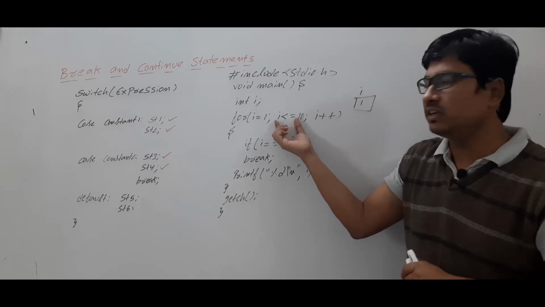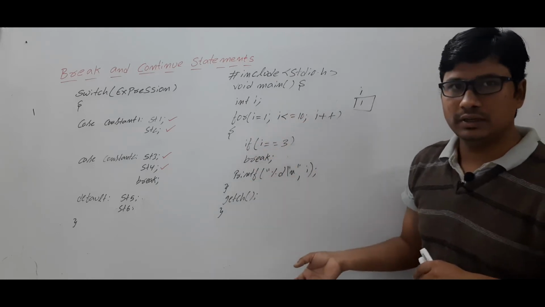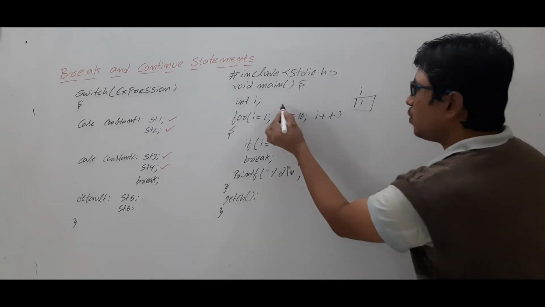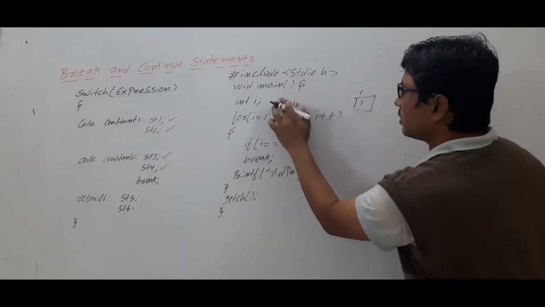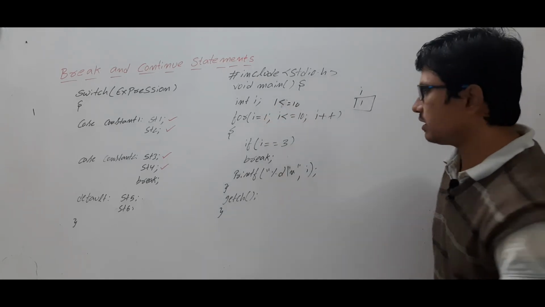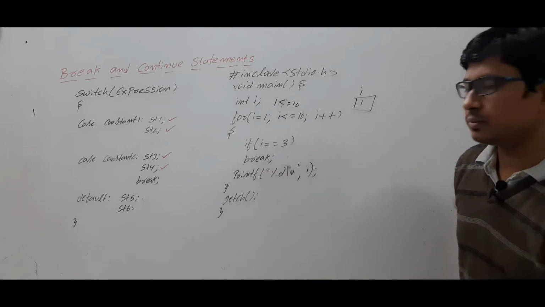Are you able to understand? If i is less than or equal to 10, the statements will be executed. Okay, so now look at this one. i is equal to 1. So is 1 less than or equal to 10 or not? Yes, 1 is less than 10. So this condition is satisfied, so the statements in the for loop need to be executed.